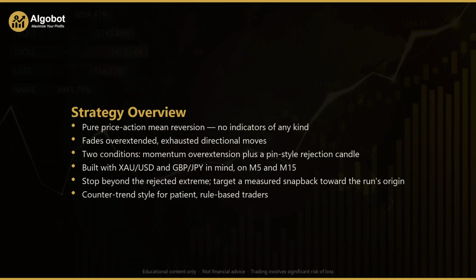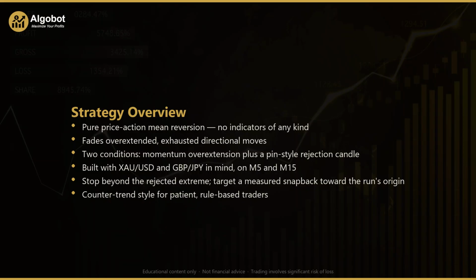What makes this one distinctive is that it uses no indicators whatsoever. There's no moving average, no oscillator, no bands. Every decision comes from raw candle geometry, the closing prices, the size of each candle's body and wicks, and the recent swing highs and lows. In effect, the strategy is reading the chart the way a discretionary price action trader might, but with strict, repeatable rules. It combines two ideas.